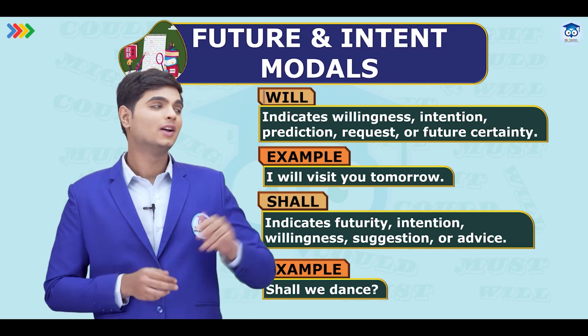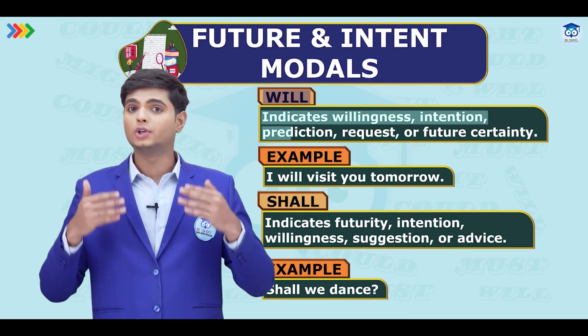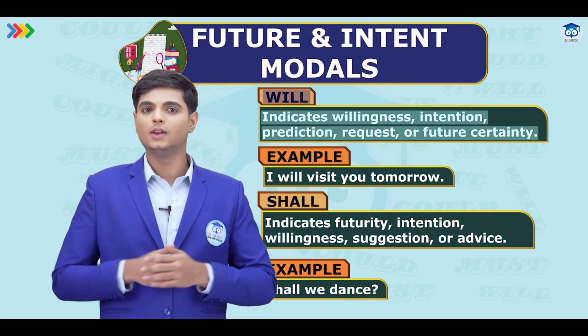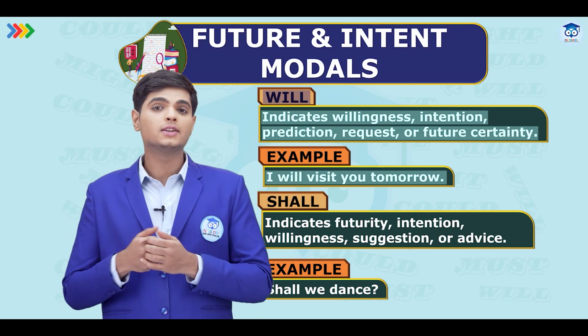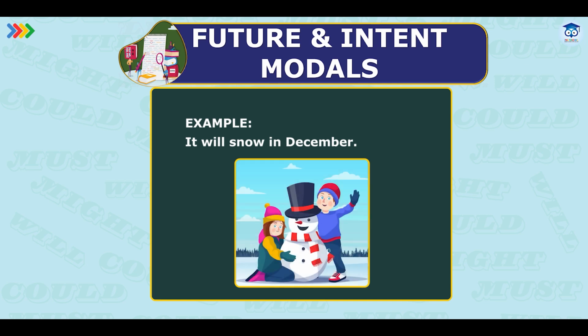Let's now look at modals related to the future. We begin with will. It indicates willingness, intention, prediction, request or future certainty. Here's an example. I will visit you tomorrow. That's a promise or intention. We could also say it will snow in December, a prediction based on past patterns.